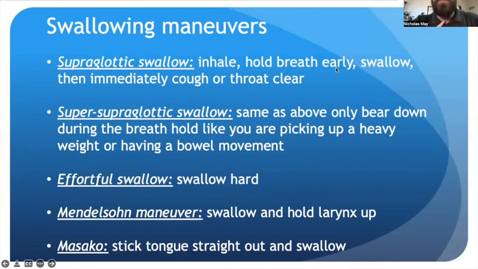Did you see how I held it up? That is Mendelssohn. And Masako is where you stick your tongue out, hold it lightly between your teeth, and then you swallow. Took a little bit because my throat's a little dry. But swallowing with your tongue out pulls that posterior pharyngeal wall anteriorly towards the base of tongue.